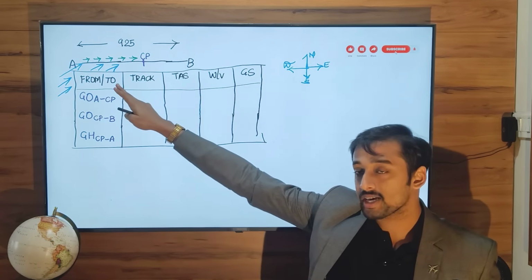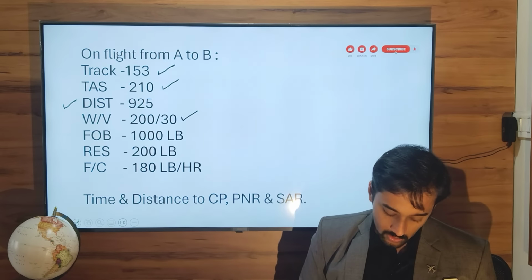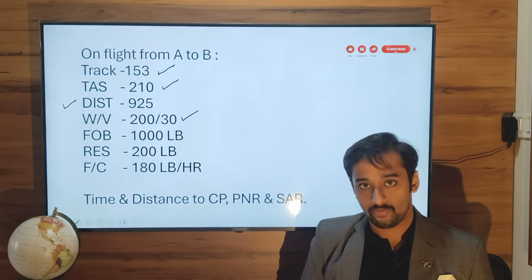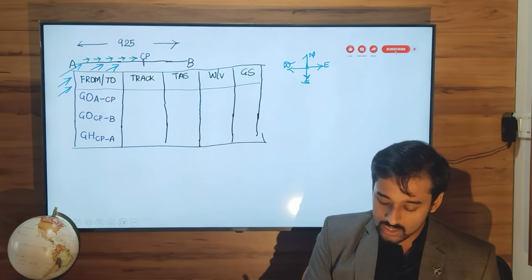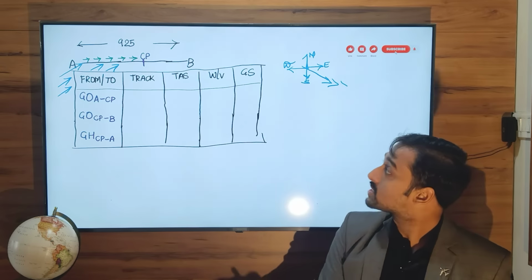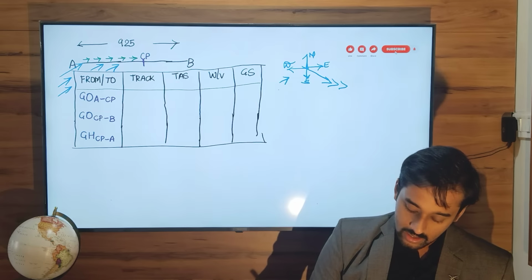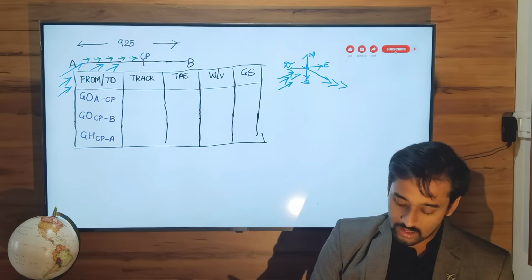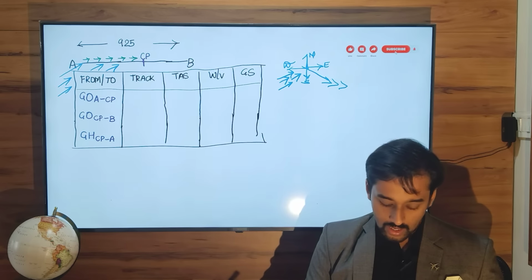Now this is not a perfect tailwind, because our track is 153. It is not a proper tailwind. Our track of 153 means we are going towards a southeasterly direction. We are flying southeasterly and our winds are coming from 200. So we can consider it more of a crosswind and a little bit of tailwind.